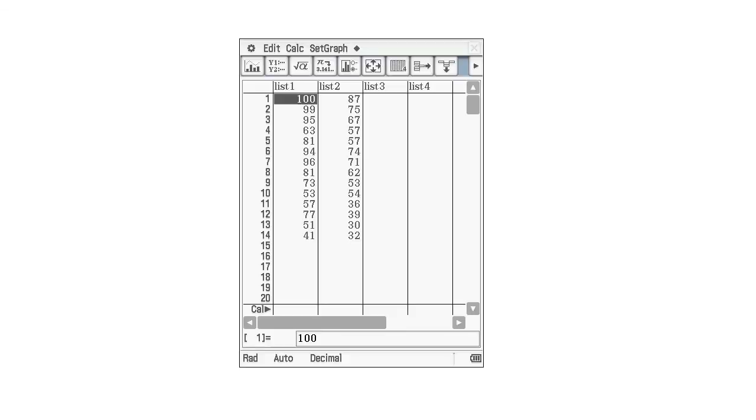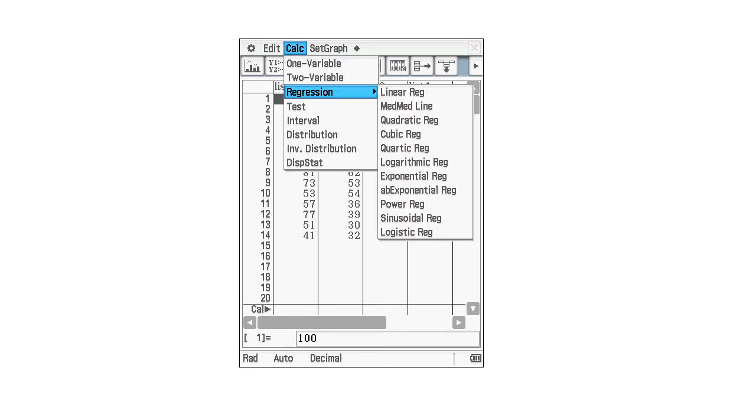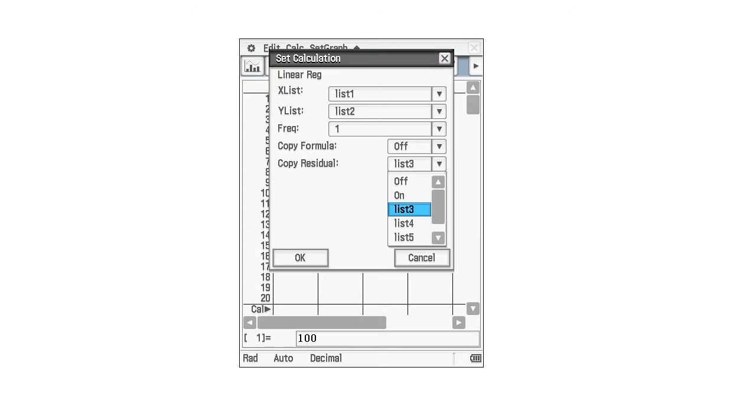Residuals and residual analysis. Okay, so if you get some data, which I've used from a previous question, and you go to Calc, Regression, Linear Reg, now what we're doing differently here is we're going to take the residual and get it to just calculate it for us and put it into list 3, as you can see. So we say copy residual to list 3.